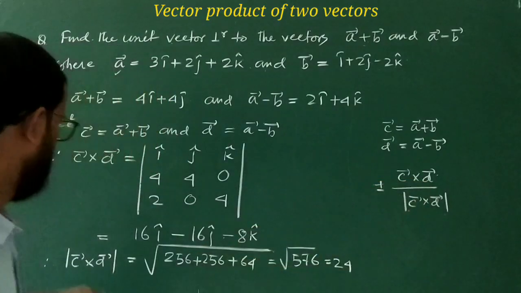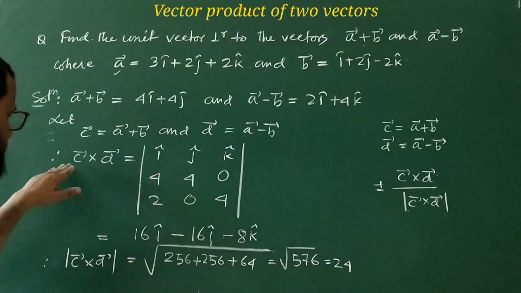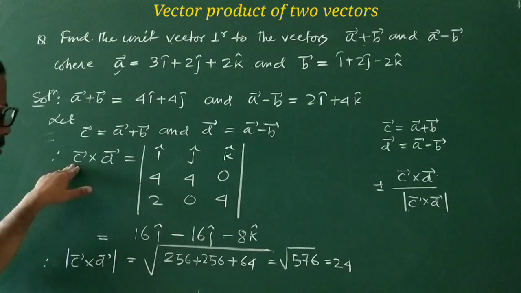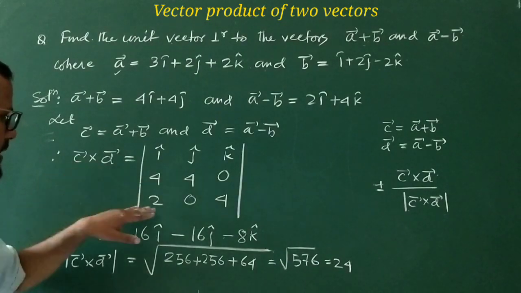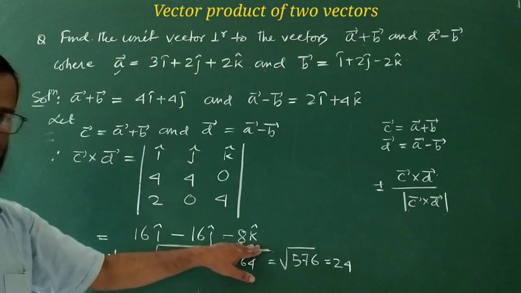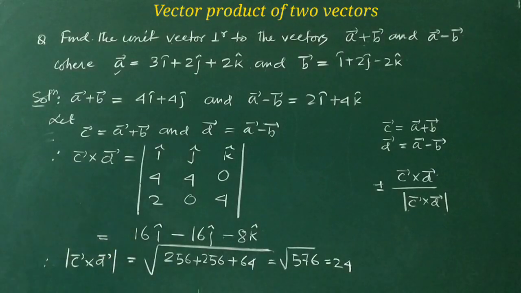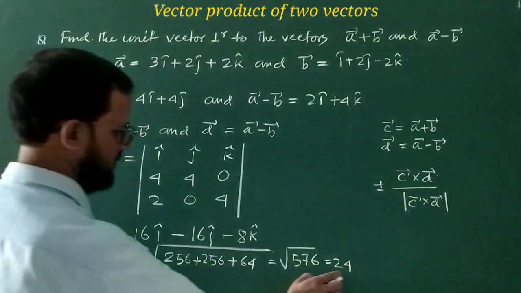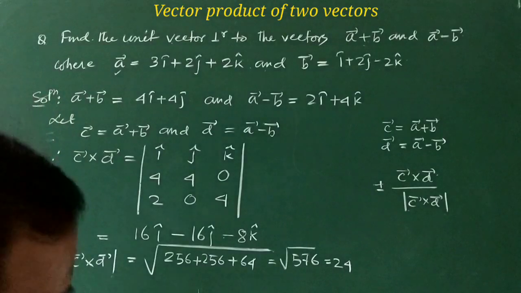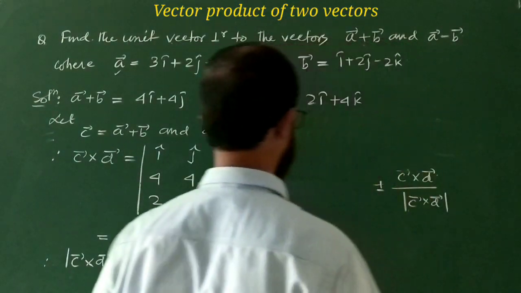Now our purpose is to find C cross D. By the determinant rule, the first row is i, j, k, the second row will be the components of the C vector, and the third row will be the components of the D vector. After expanding the determinant you will get C cross D, and now the magnitude of C cross D is equal to 24. Then what is the unit vector?